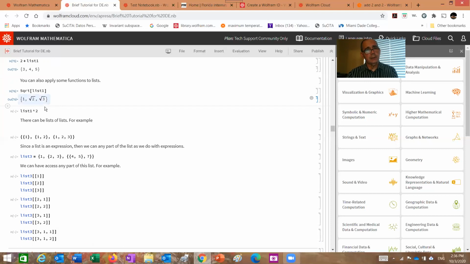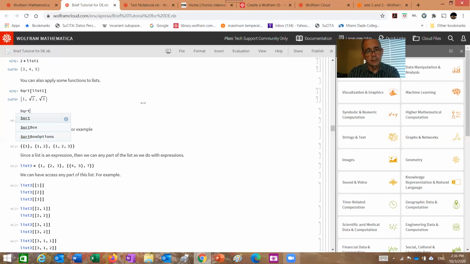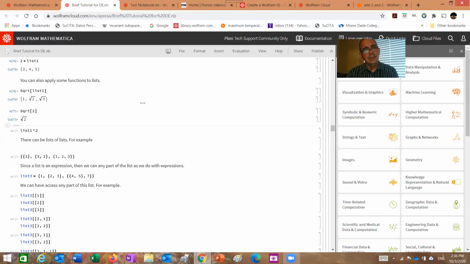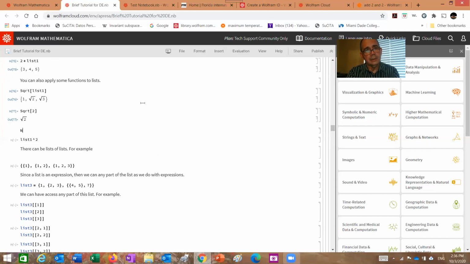Let me tell you something important. When you enter the square root of a number like 2 in Wolfram language, you always get the symbolic form of that number. If you want to get a numerical value, you need to use the function N. The function N is going to give you the numerical value. So you enter N, square root of 2, you close the bracket, and then this is going to return what?